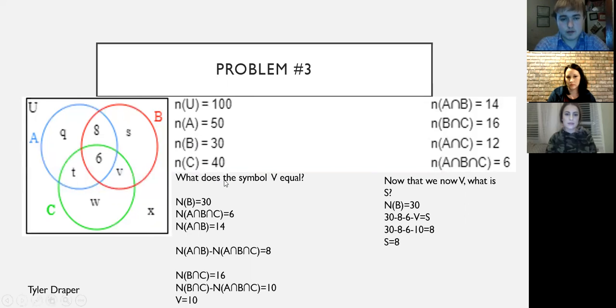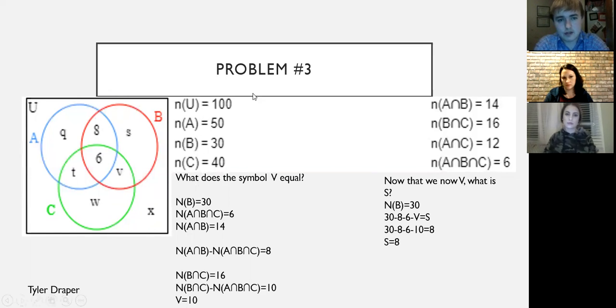What does the symbol V equal? So the symbol V in this equation, we're going to solve it. We see that we are given that B, the red circle B, its total will equal 30. So that means 8 plus 6 plus V plus S will all have to equal 30. And then we see that A intersects B intersects C equals 6.